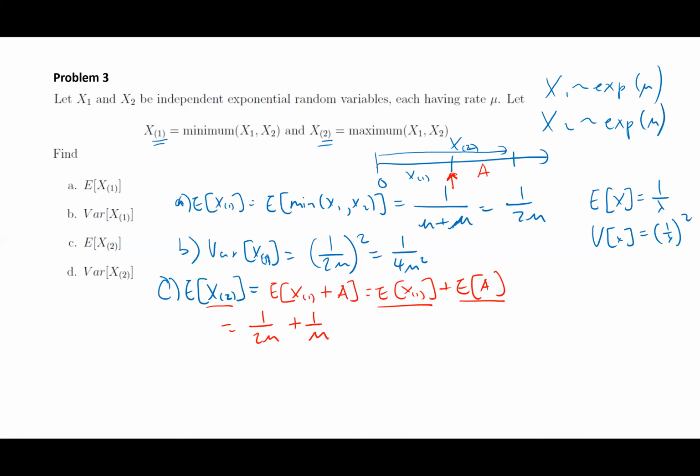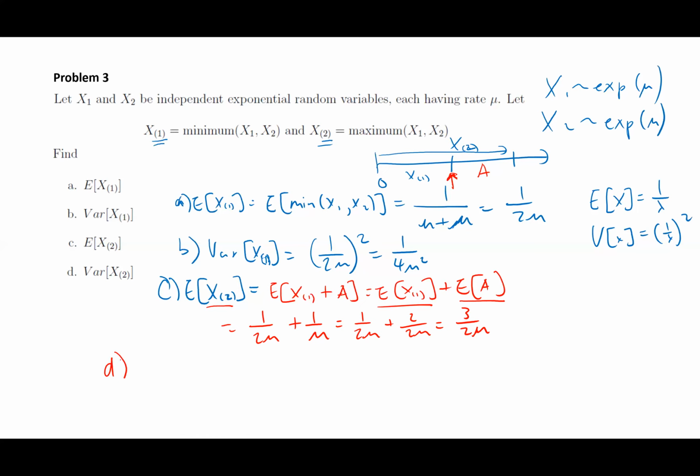Okay, so if you exploit the memoryless property, this problem becomes very, very simple. And it's a lot easier than trying to integrate or do something fancy. This is using simply the properties of the memoryless property to get the answer. Okay. Now let's move on to part D.